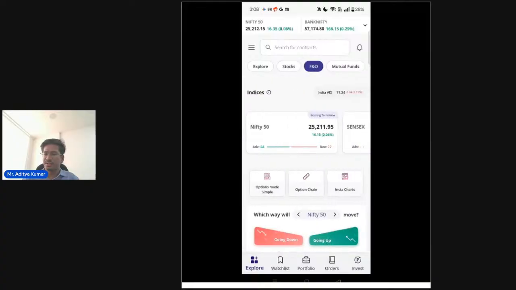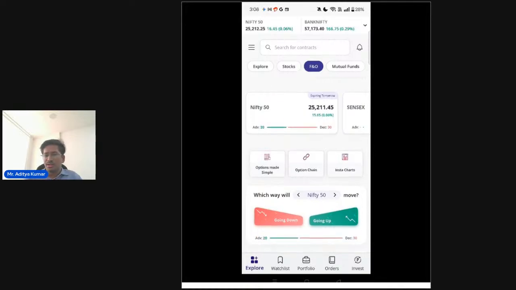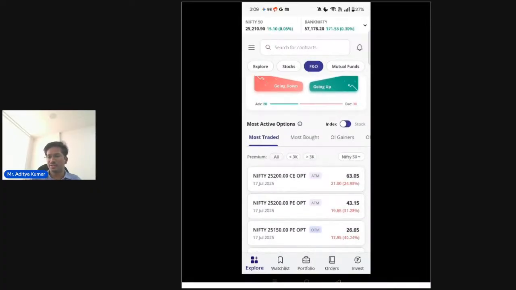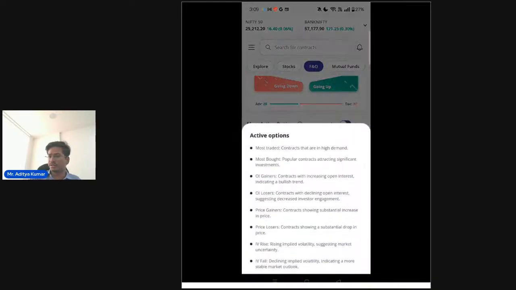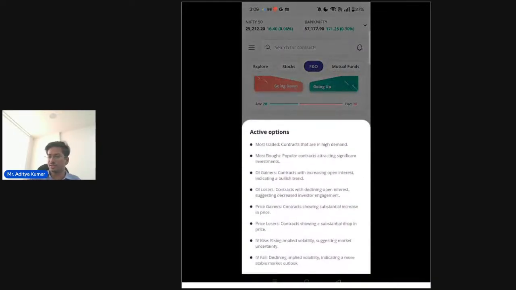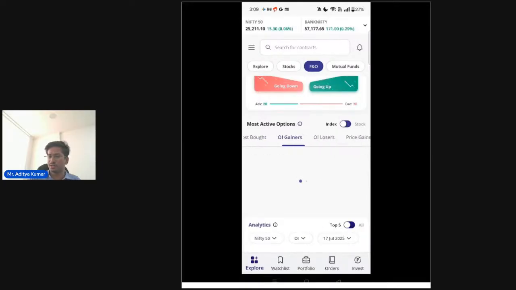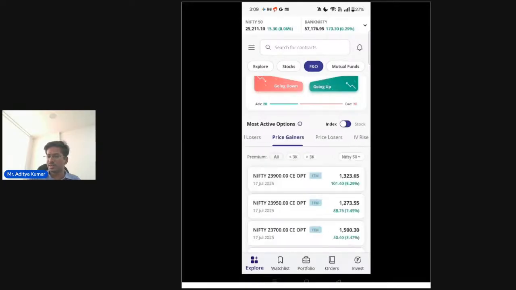Then we have the FNO section in Explore for advanced investors, and the futures tabs, which offer indices performance of Bank Nifty and Nifty 50 and further. And the option chain, which consists of a list of available options and contracts and their prices. Moving ahead, we have most active options. It comprises, as you can see, most traded, most bought, OI gainers, OI losers, and price gainers.